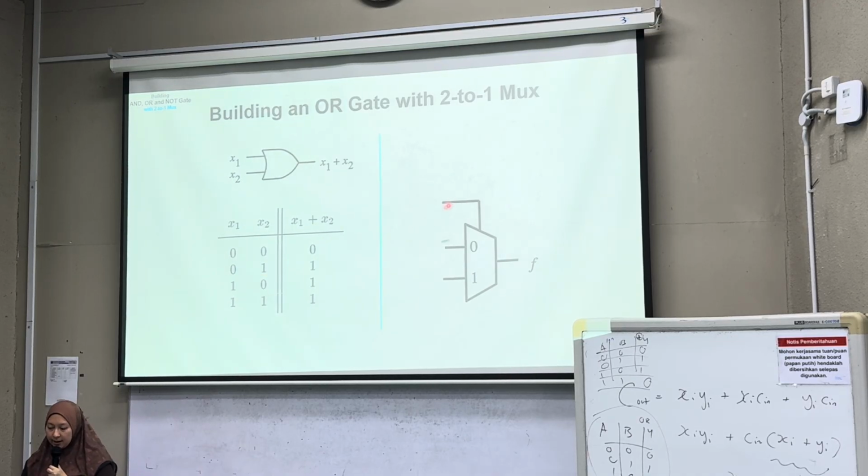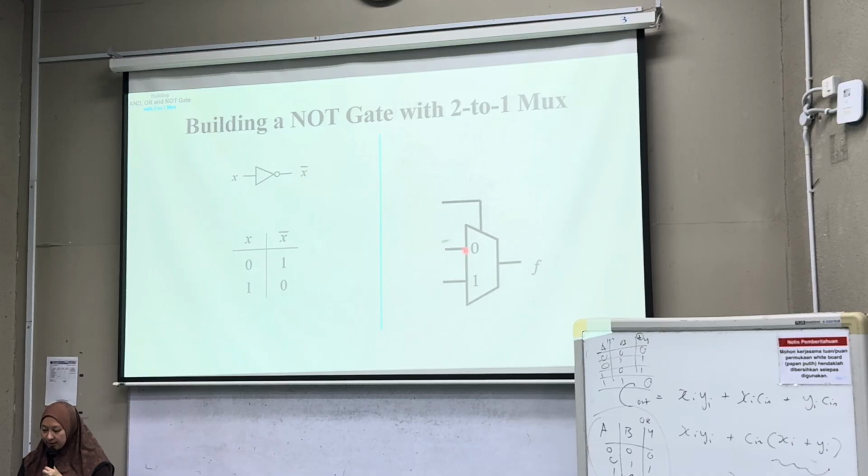Here I'm building an OR gate using a 2-to-1 mux, same thing. I group it into 2s. Here x1 is my select line. When x1 is 0, the output follows x2. When x1 is 1, the output is 1. So this is the OR gate.